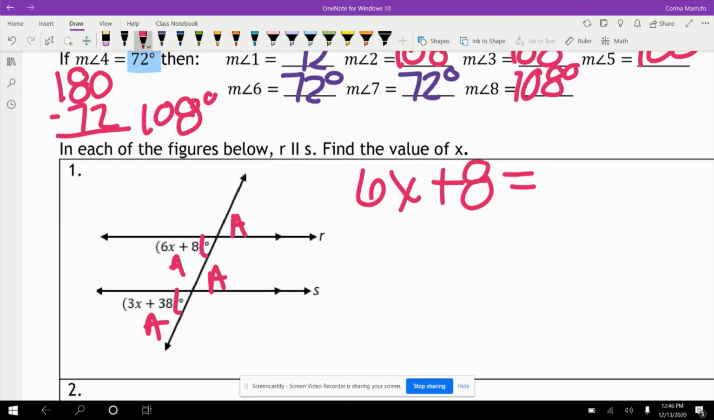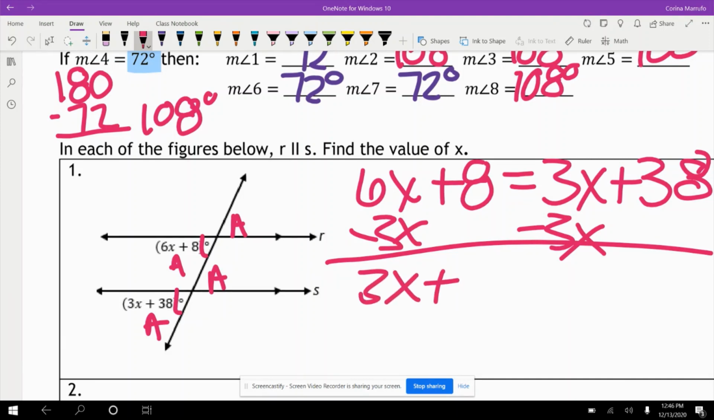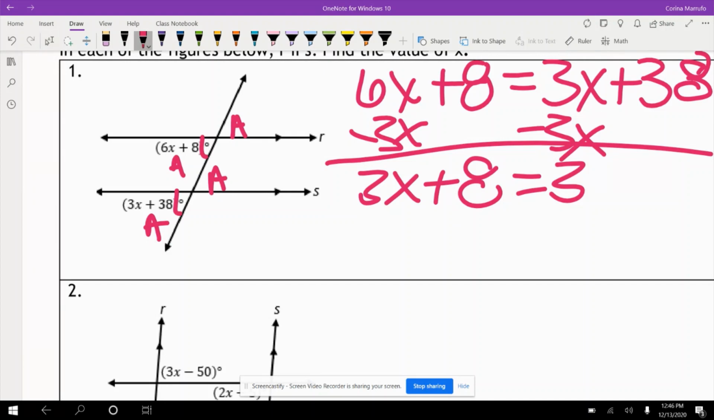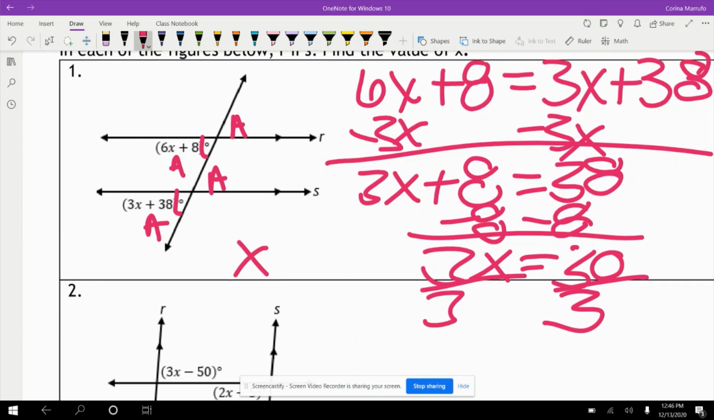So since they are equal, we're going to set both of these things equal to each other. So 6x plus 8 equals 3x plus 38. And we start solving for x. So we subtract the 3x. 6x minus 3x gives us 3x plus 8 equals 38. And then our next step is to subtract the 8. And we get 3x equals 30. And then we divide by 3. And we get x equals 10.